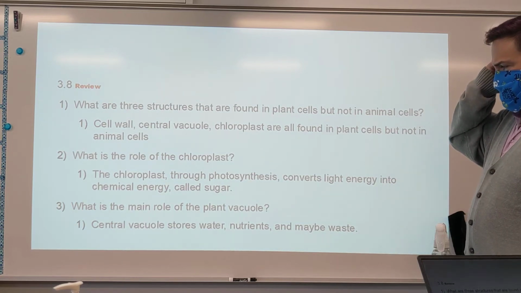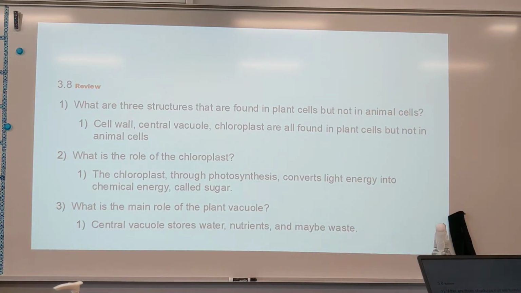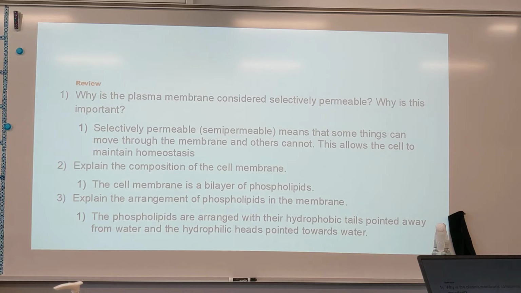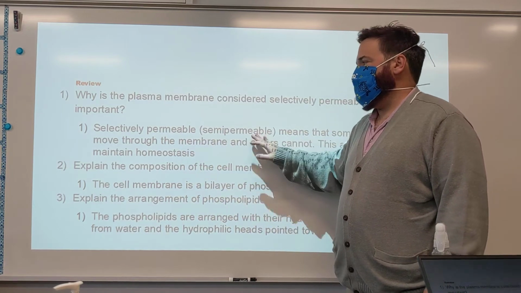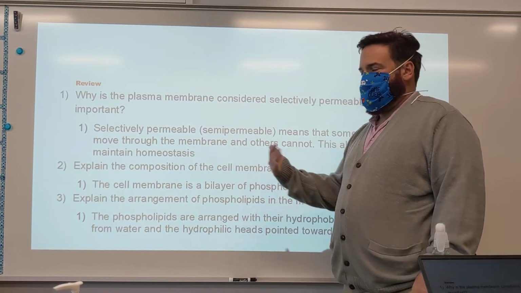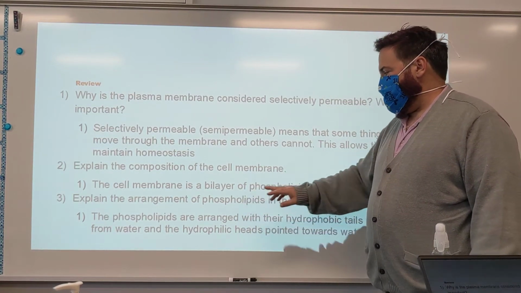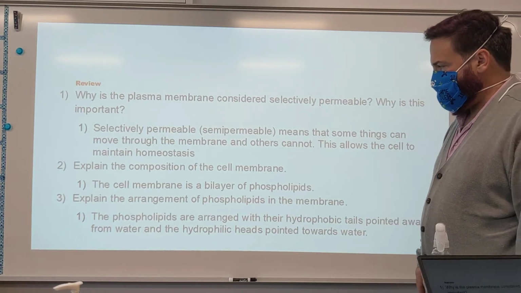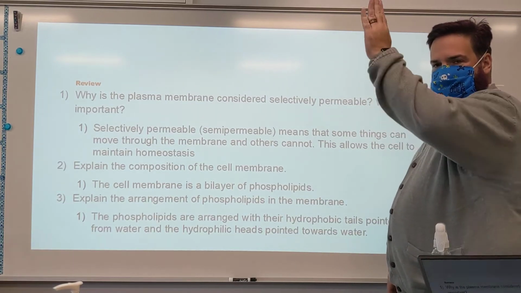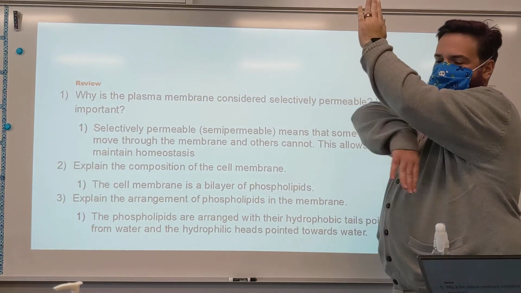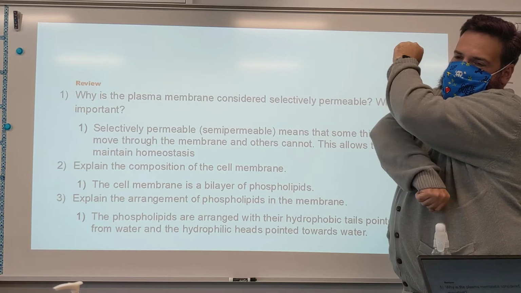What is the main role of the plant vacuole? It stores water, nutrients, and maybe some waste. Plasma membrane. You should know this. You should know that the plasma membrane is selectively or semi-permeable. That means some things can get in and out and some things cannot. And explain the composition of the cell membrane. It is a lipid bilayer, phospholipid bilayer. I'm going to explain the arrangement. The part that likes water points towards the outside of the cell or the inside of the cell because they like the water. They're the phospholipid heads. And then the tails, they stick away from the water.